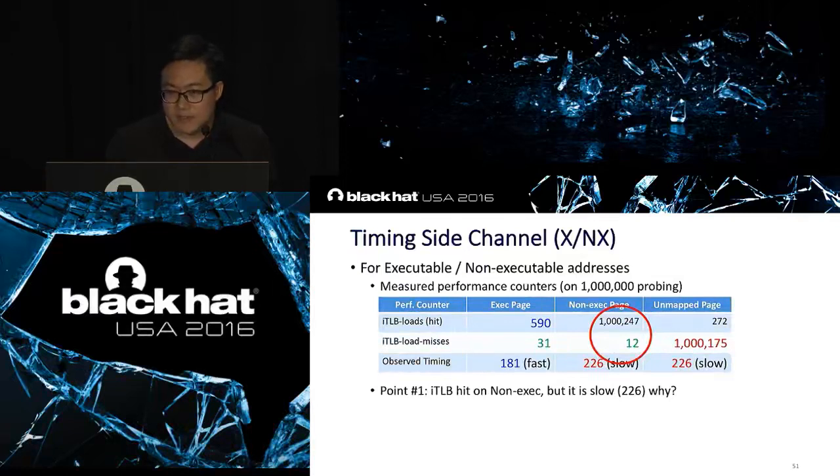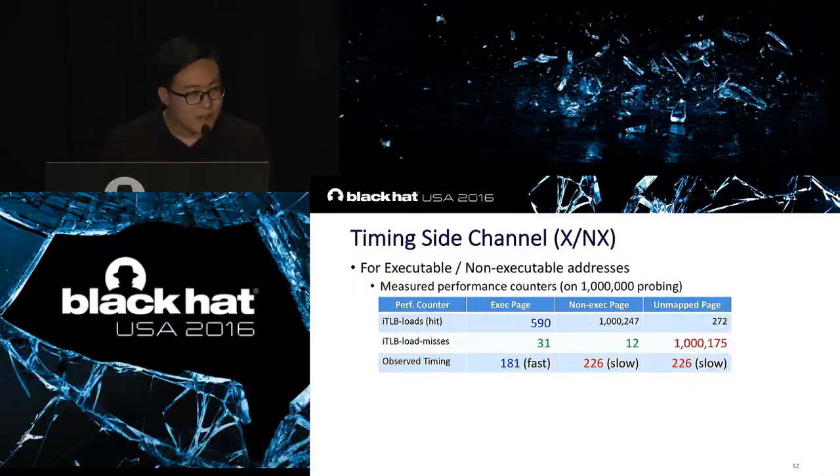So the ITLB actually hits. But the weird thing is that the timing for the mapped page is actually the same as the unmapped one, so it does not take the fast path. Why? Yeah, it's quite weird. So we think that the ITLB is not the origin of the side channel in the executable and non-executable addresses.